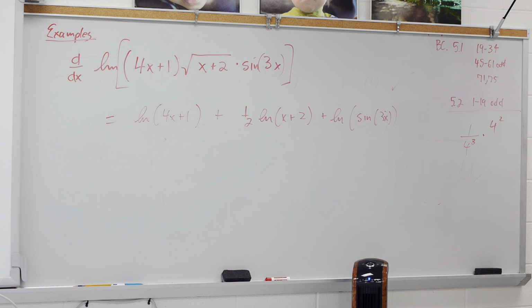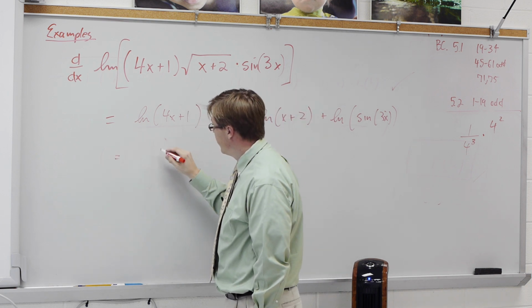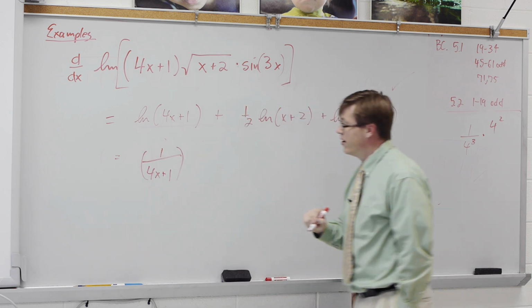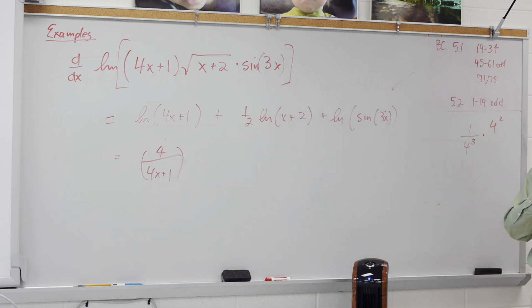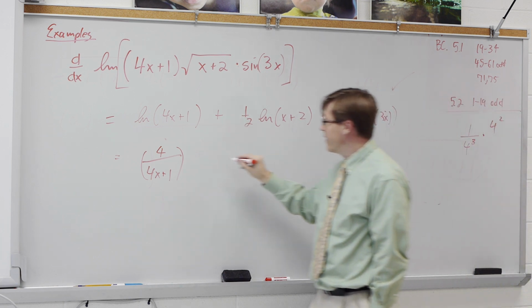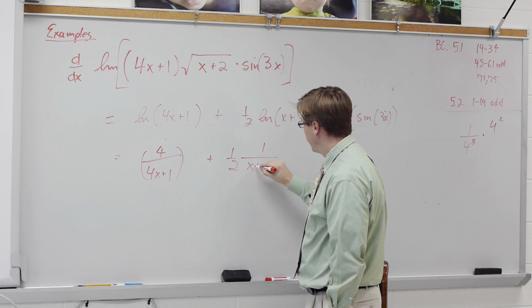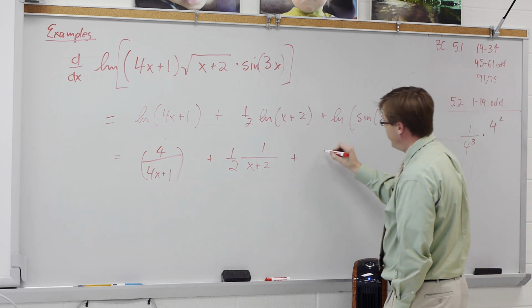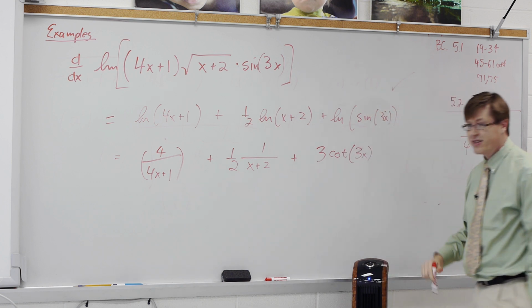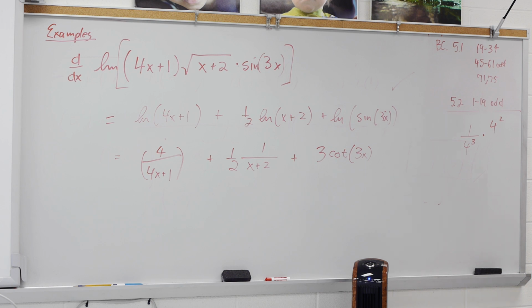And now I can take a derivative of each piece separately. This first piece is going to be 1 over 4x plus 1. But don't forget the chain rule, so what do I have to multiply this by? 4. It's easy to forget that piece. Why is the ln gone? Because that's the formula. Derivative of ln x is 1 over x. And then 1/2 times 1 over x plus 2. And this last one is obviously 3 cotangent of 3x. Figure that out. Cosine 3x over sine 3x.